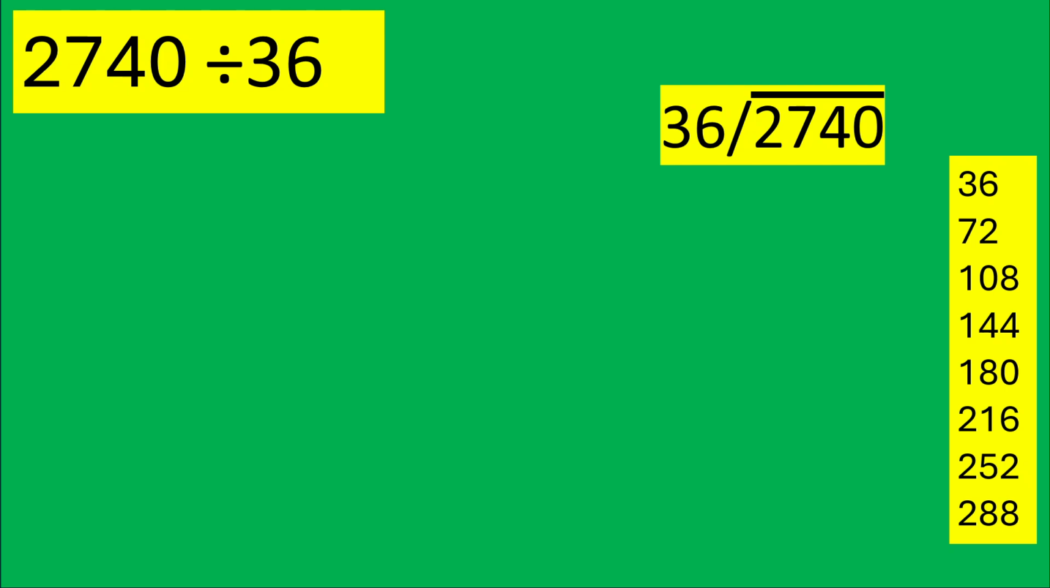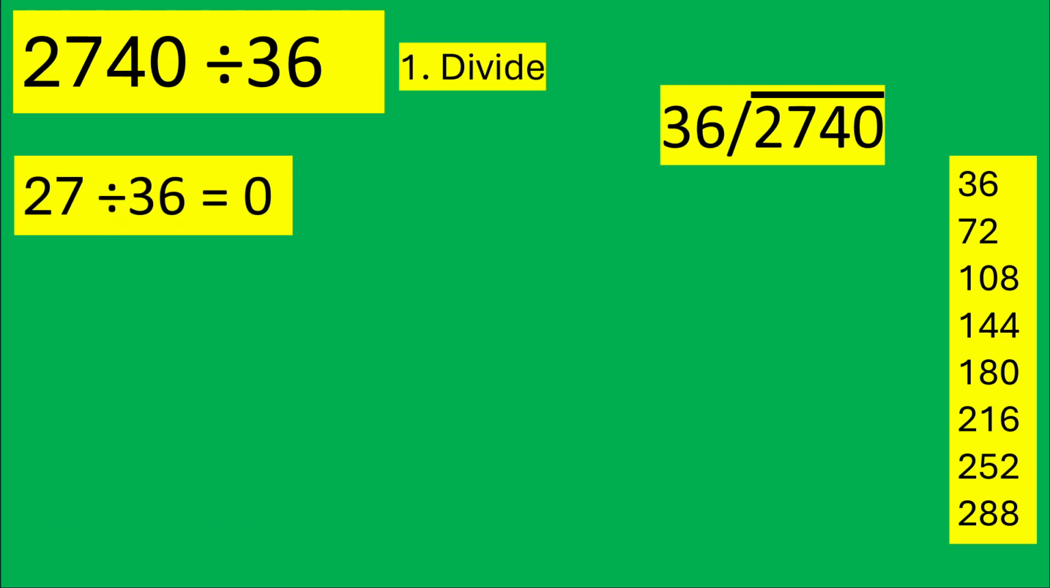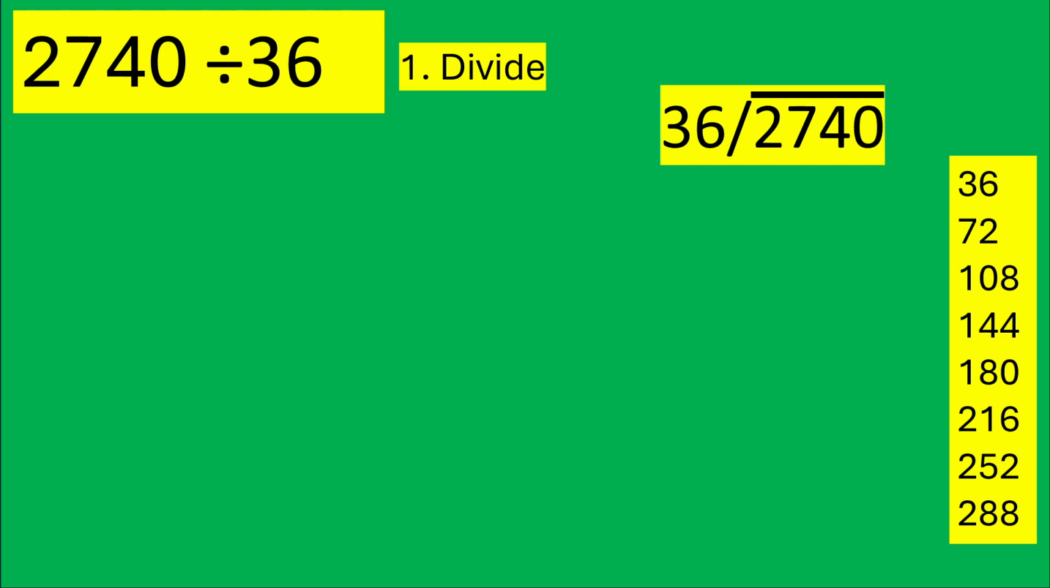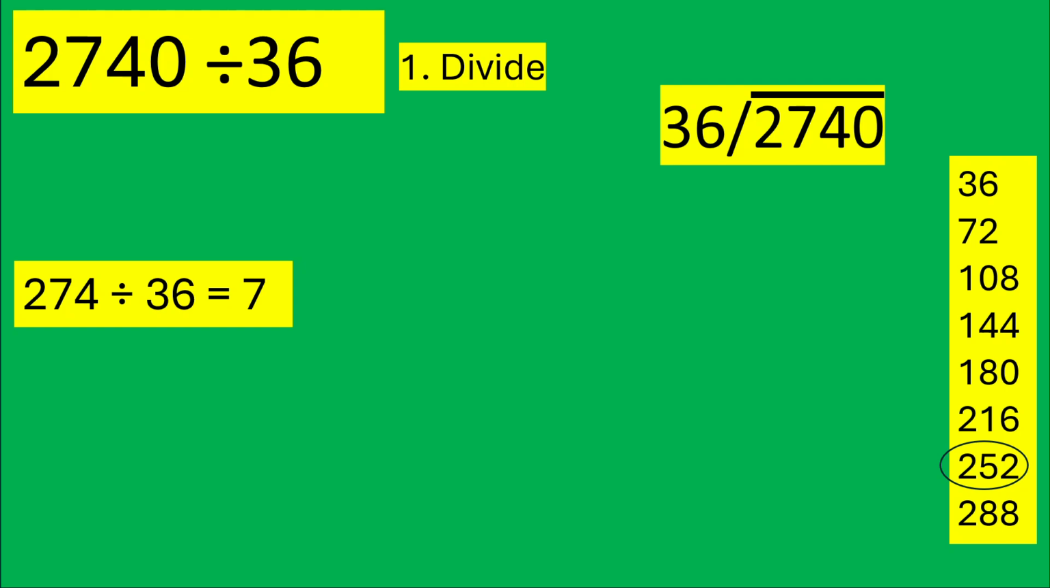We have 2-digit divisors, so we're going to divide 27 divided by 36. Since 36 is not contained in 27, we will consider the next digit 4. So we're going to divide 274 divided by 36. How many 36 are there in 274? Refer to the multiples of 36. There are 7. So 274 divided by 36 is equal to 7.